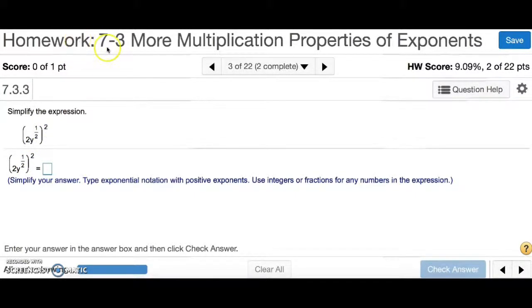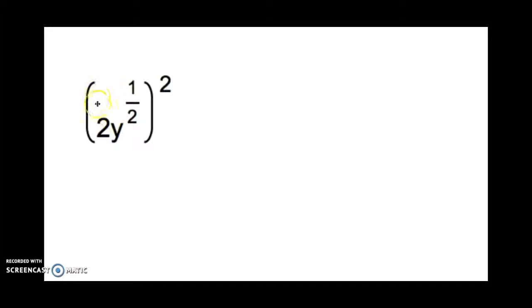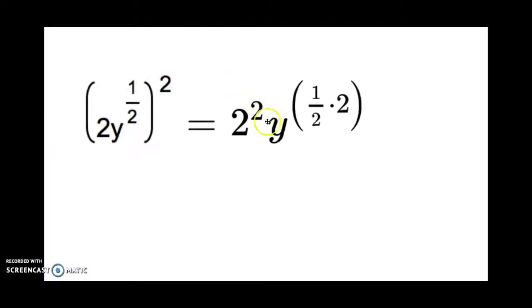Let's take a closer look at that. When we have all of this being raised to a power, we need to raise each of these to the power that it is being raised to. So I'm going to raise the 2 to the power of 2, and I'm going to raise the y to the 1/2 to the power of 2. When I do that, I'll have 2 to the 2 power, and then I will multiply these two exponents together, because the rule says when you raise an exponent to a power, you have to multiply them.